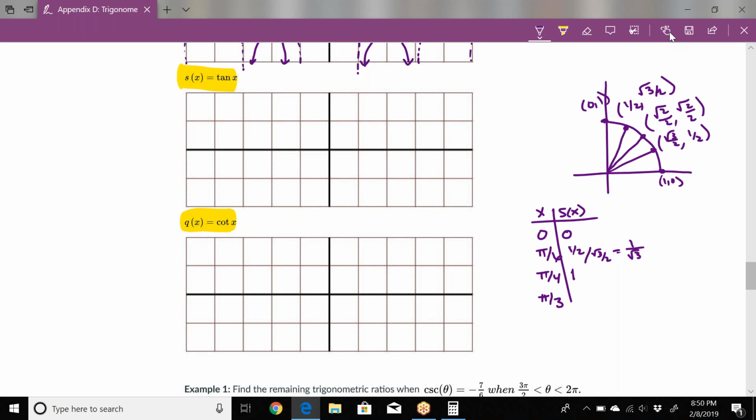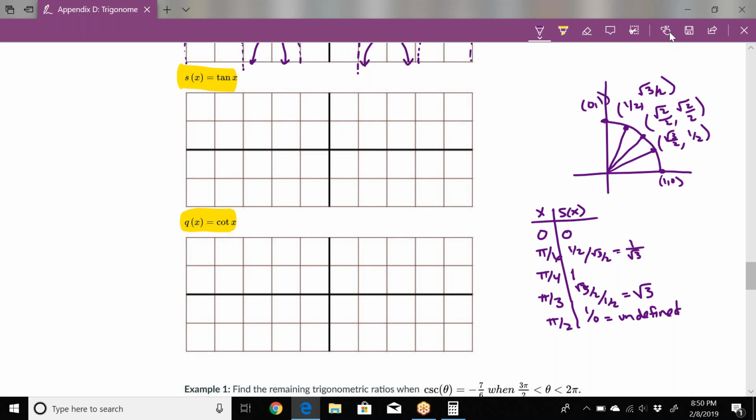At pi over 3, we get square root of 3 over 2 over the 1/2, so that's just going to be square root of 3. And then at pi over 2, we get that it's undefined, because you get 1 over 0, which is undefined. And we can continue on in this fashion. We could do some negative angles and see that it goes not uphill but downhill.